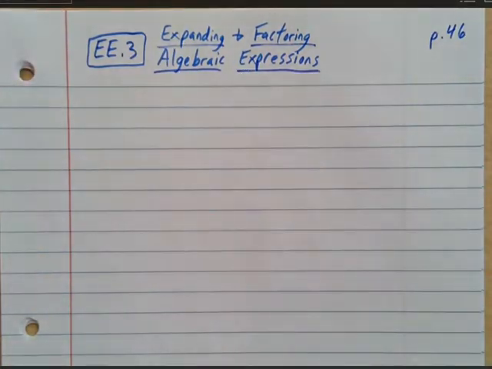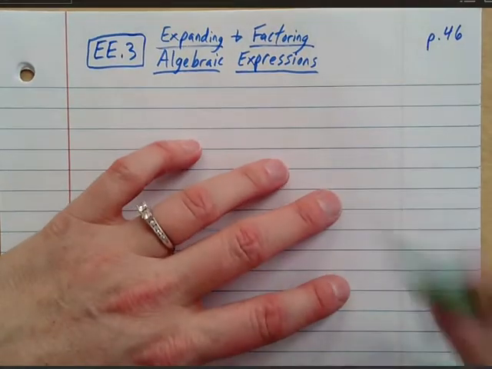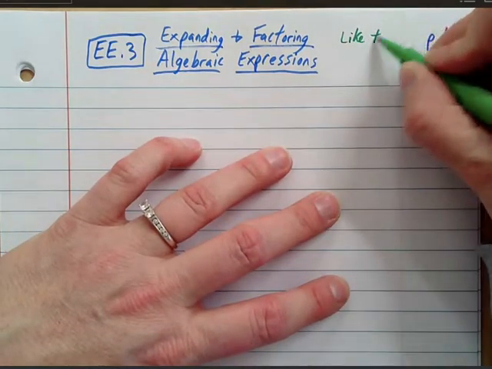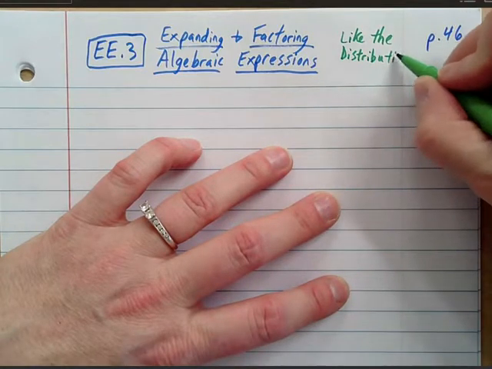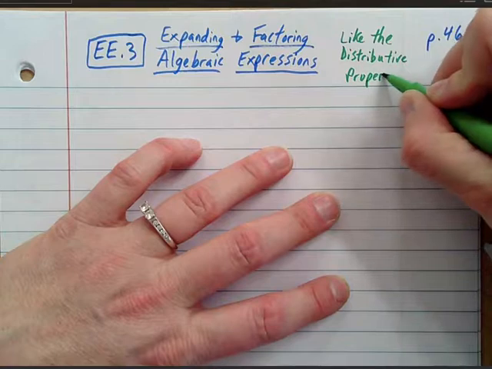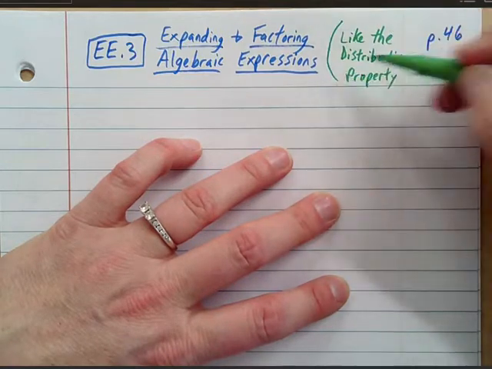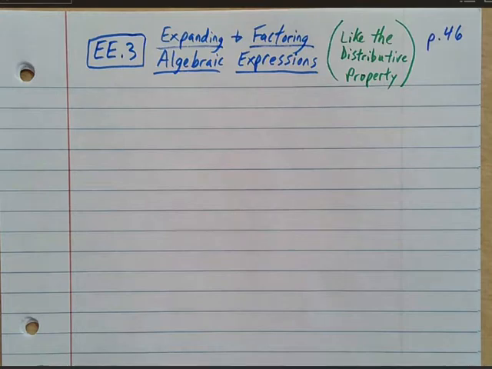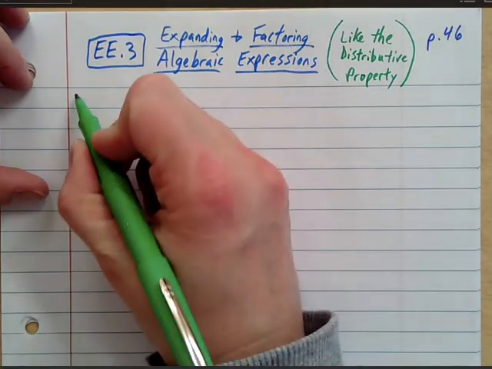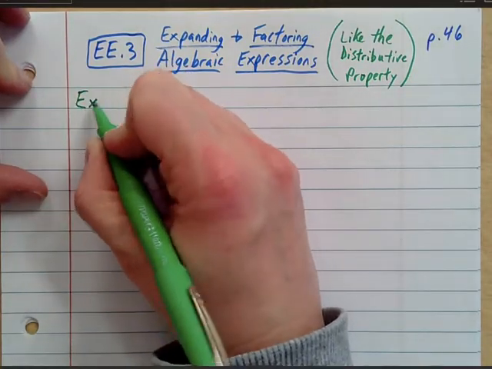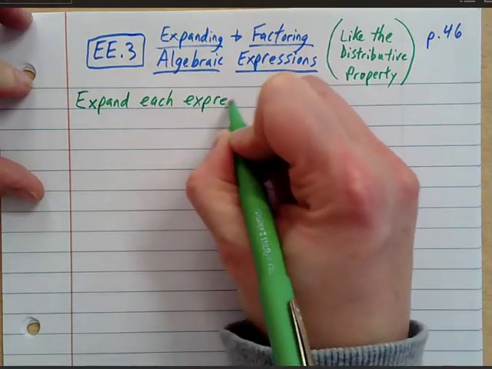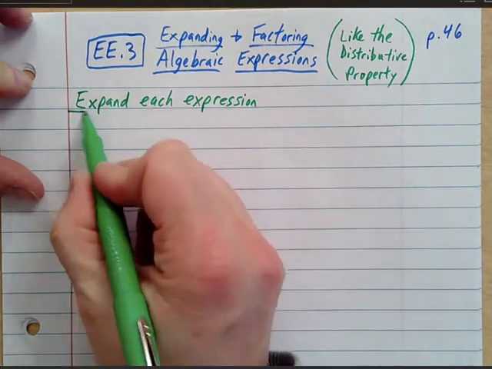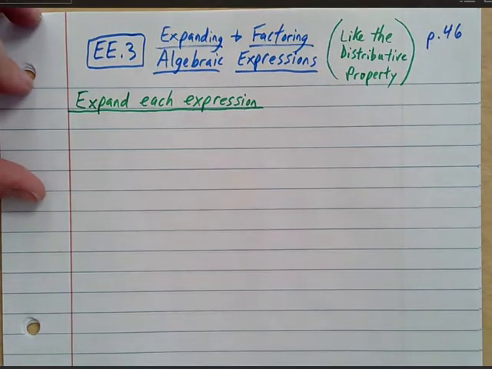And we actually did this on test 1. We called it the distributive property. So this is very similar to the distributive property, except for now we will just add some variables as well as our numbers. So the first thing with this particular standard that you're going to see is you're going to be asked to expand. You're also going to be asked to factor. So when it says to expand each expression, you're going to do examples like the ones I'm about to show you.